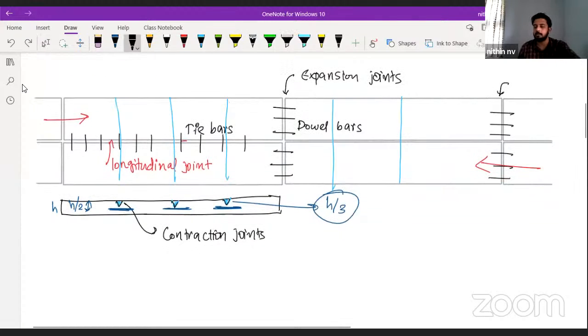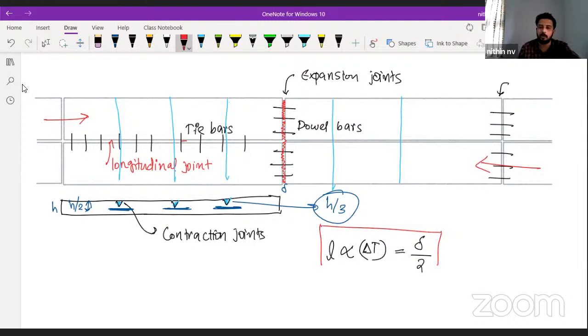One important thing you can remember: what is the spacing between the expansion joints? If L is the spacing between the expansion joints, you can simply remember L into coefficient of thermal expansion into change in temperature will be equal to the gap we have here. In this gap, we are going to fill some elastic material. If that gap is delta, for example, then L into alpha into delta T will be delta by 2. This is a somewhat important equation.